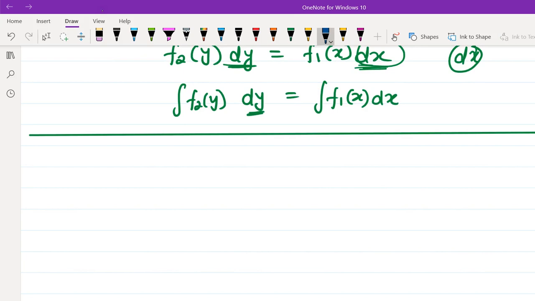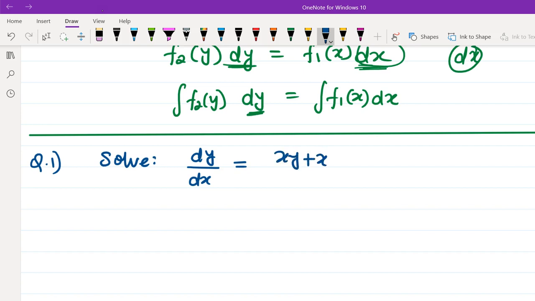Question number 1. Solve dy by dx is equal to xy plus x plus y plus 1. So let us solve this question. Very easy, kids. We will just try to separate the variables. We will try to keep y on one side and x on the other side. Let us do that if it is possible for this particular differential equation.